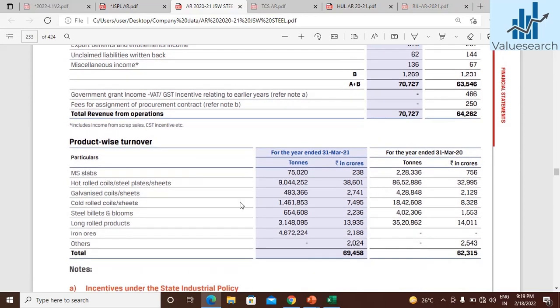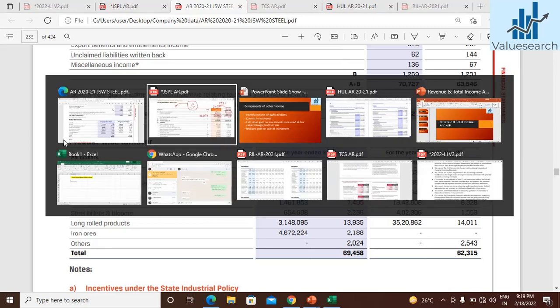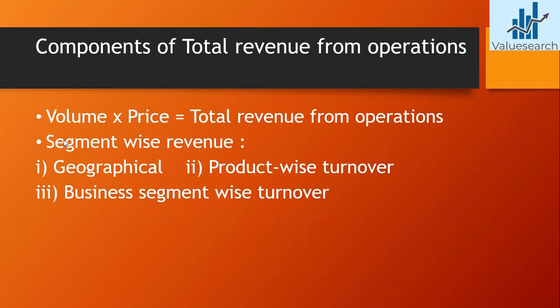Now, this company has presented their data in a very good way. What they have done is they have shared their total revenue, they have disintegrated their total revenue product wise. So in our discussion, we told you it can be geographical. So in geographical, Jindal Steel and Power presented their number, disintegrated their number geographically. This company, JSW Steel, has disintegrated their number product-wise.